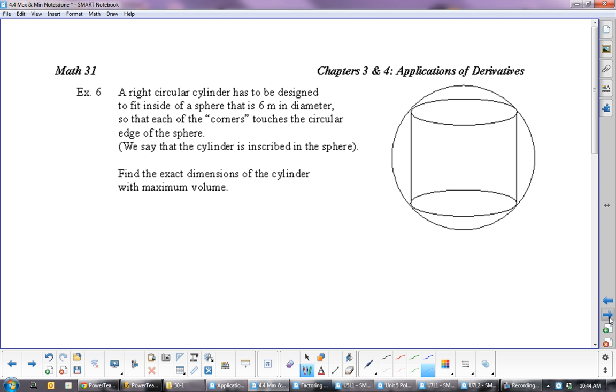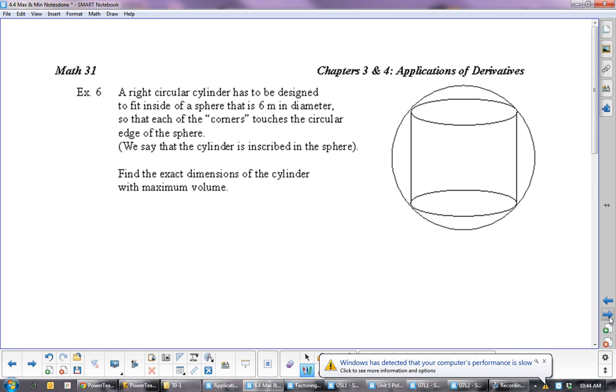You've got a right circular cylinder, okay, well, which is a circular prism, and has to be designed to fit inside a sphere that is 6 meters in diameter, so that each of the corners touches the circular edge of the sphere, aka the cylinder is inscribed in the sphere. Find the exact dimensions of the cylinder with maximum volume.